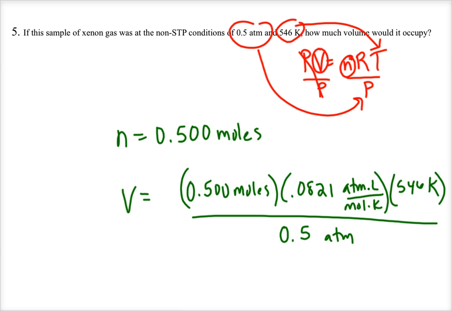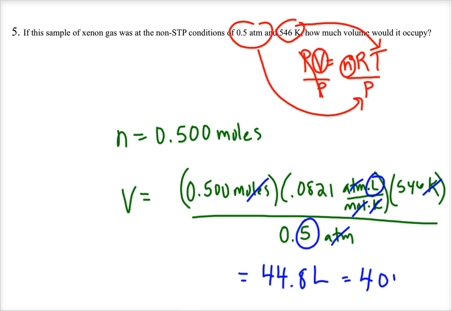When we do this, atmospheres will cancel, moles will cancel, Kelvin cancels, leaving us with liters. Your calculator is going to spit this out at something close to 44.8 liters. If we are abiding by significant figure rules, this is our limitation right here. So this really would round to 40 liters. But the idea of the problem is the use of the ideal gas law to figure that one out.